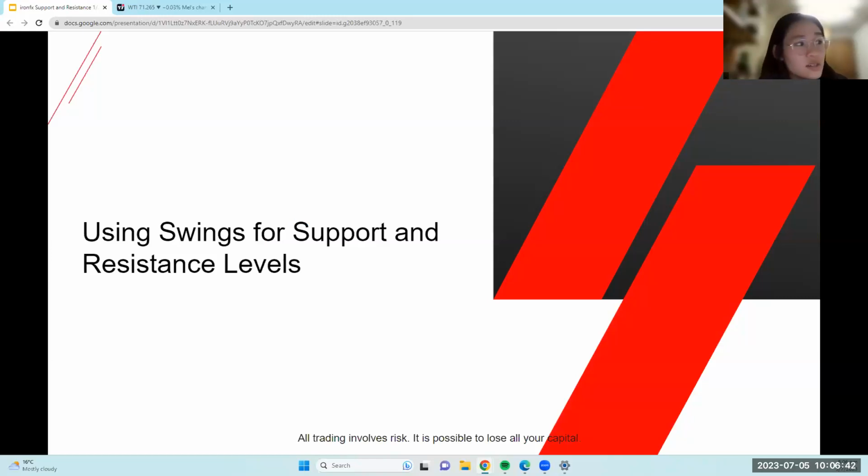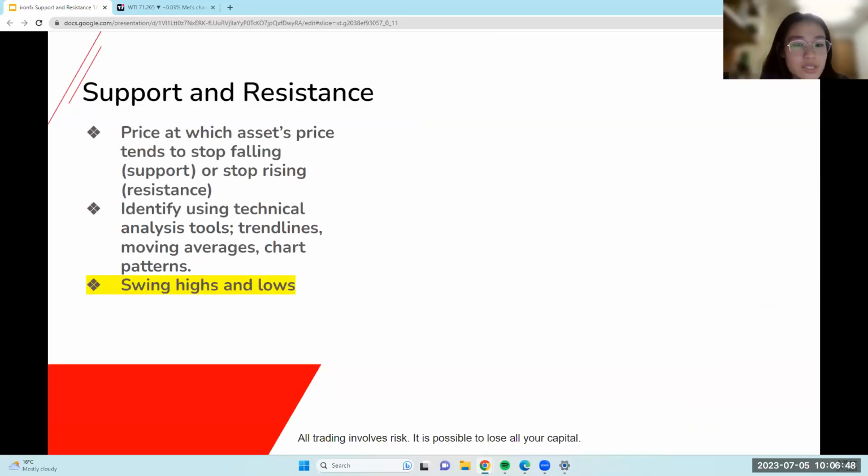So let's get started with using swings for support and resistance levels. Support and resistance levels in trading refer to prices at which an asset's price tends to stop falling, which would be your support, or stop rising, which would be your resistance. To identify these levels, you can use technical analysis tools such as trend lines, moving averages, and chart patterns. Additionally, you can also look at previous highs and lows of the asset, as well as volume data, to identify potential levels of support and resistance.